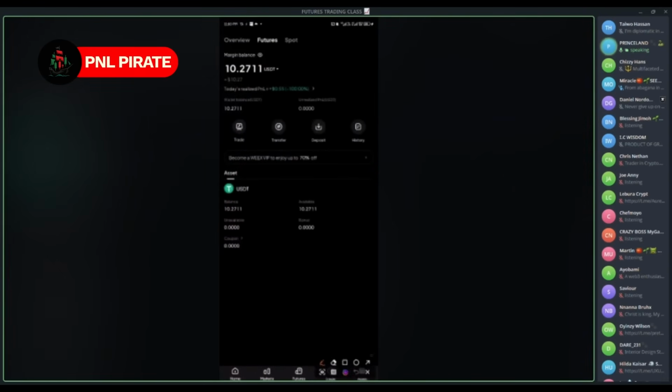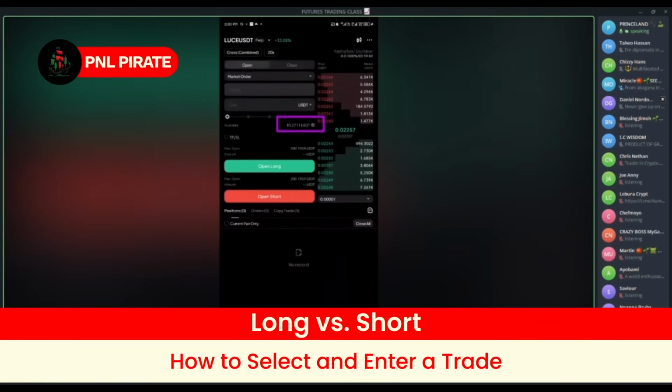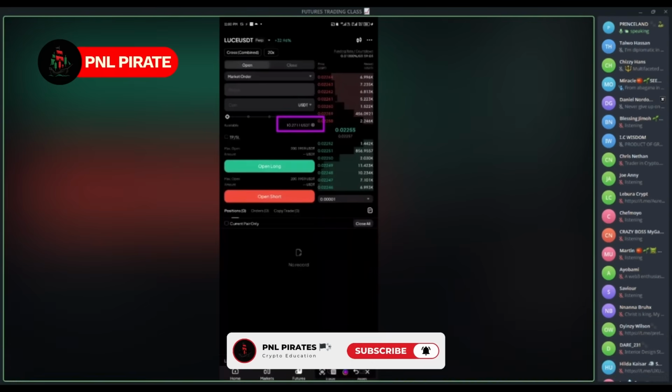So you now come here, you click futures from down here. You're already on the futures page. Your money is here now. You can see your balance. This is your balance currently here. They have not opened anything. Do you all understand? Now you want to trade a token.